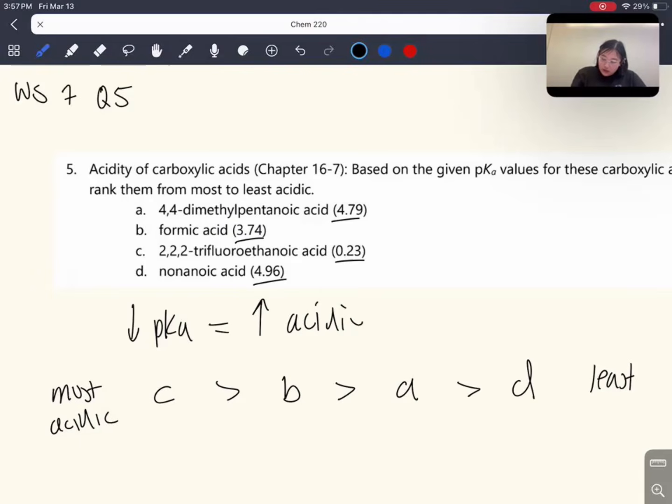But let's say you weren't given the pKa's, how would you figure out whether or not something is acidic or not, right?